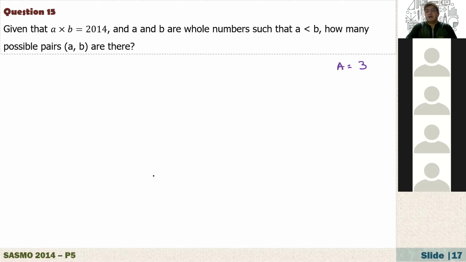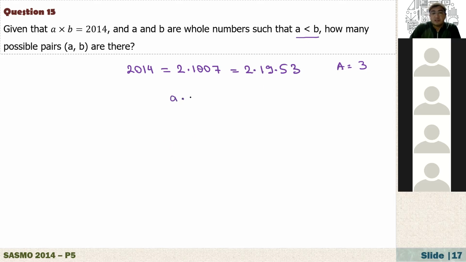Aiden, how did you get the answer? Can you tell me? I first wrote 2014's multiples, 2, 19 and 53, and I found maybe 53 and 38, maybe 2 and 1007 and 19 and 106. Okay, so it says that here A is less than B, right? So I can just write here we have A times B. It should be equal to 2014.